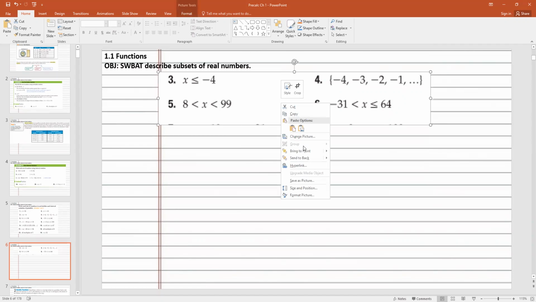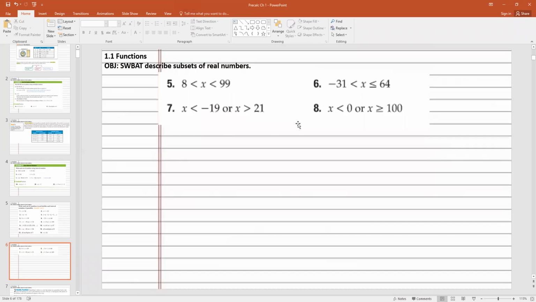Actually, wait. I did want to look at 7. So here we have the or. Before we were doing all the and inequality. So here we have the or. Whenever you have or, it's going to be a little different. So our set builder notation for 7 is going to be x such that, then just write the rule, x is less than negative 19, or x is greater than 21. And x is an element of real numbers.